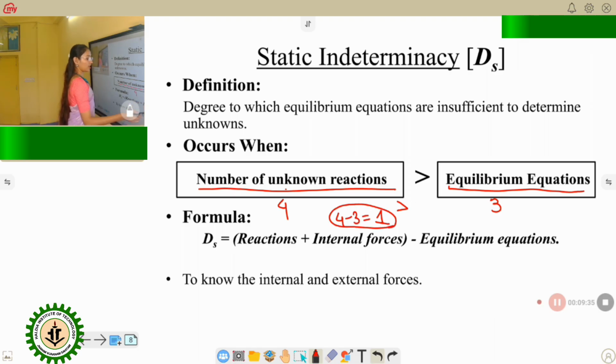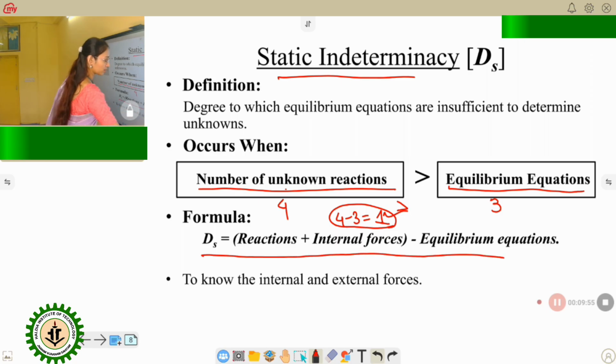Similarly, one unknown is not solvable, because 3 equilibrium equations are used to solve 3 unknowns, but here the unknowns are 4. So there is one more unknown which cannot be solved using the equilibrium equations. That is, the degree of static indeterminacy here is 1. The formula is reactions plus internal forces minus equilibrium equations.